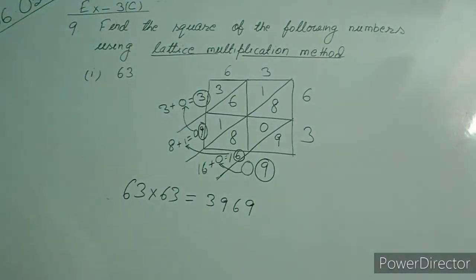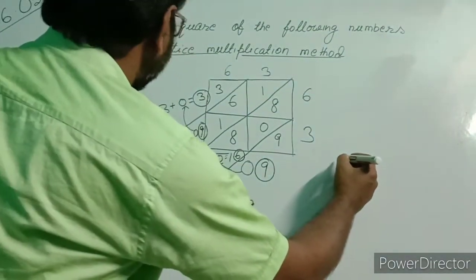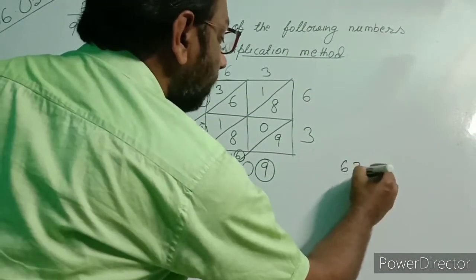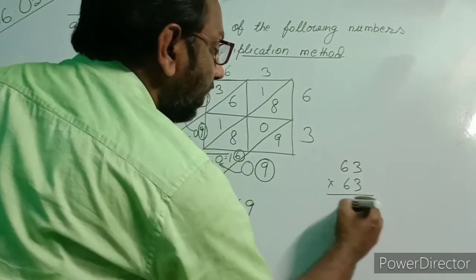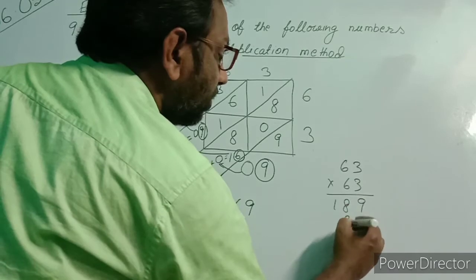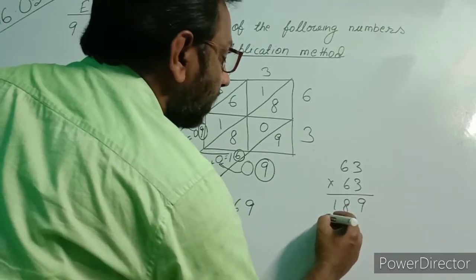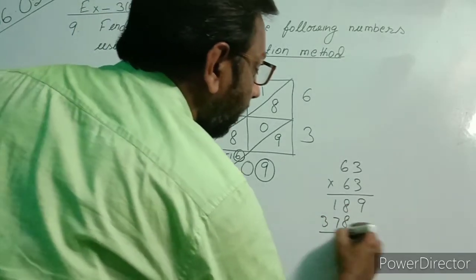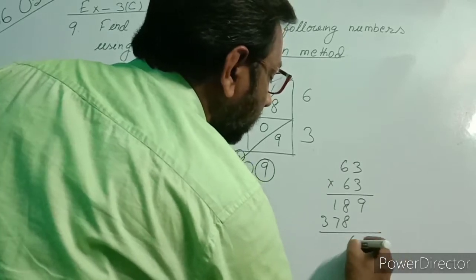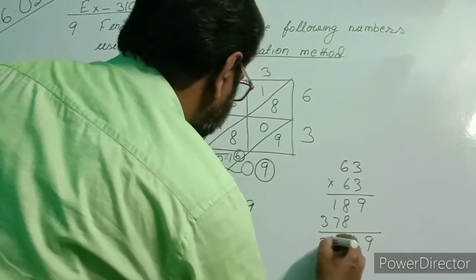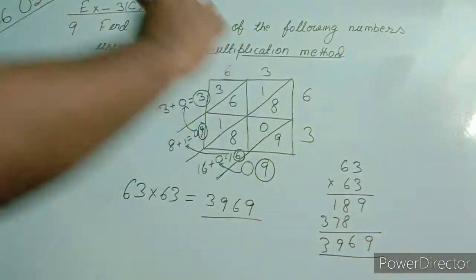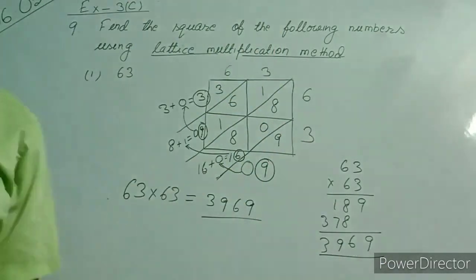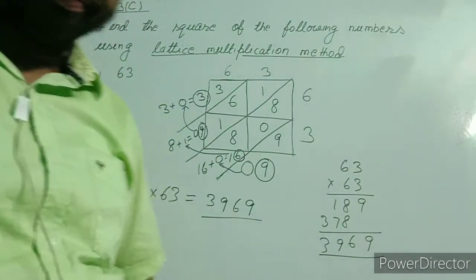If you want to verify, then go through the simple process of multiplication. 63 into 63: 3 3s are 9, 3 6s are 18, 6 3s are 18, 6 6s are 36, and 1 carried makes 37. Add it: 9, 16, 9, 3. We are getting 3969. Here is also 3969. This is called the lattice multiplication method to find out the square of the given number.